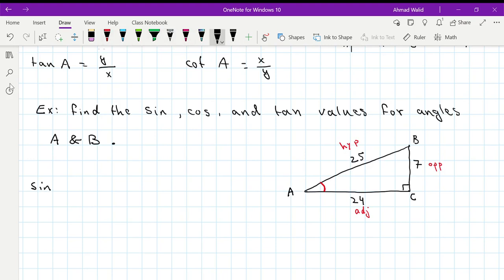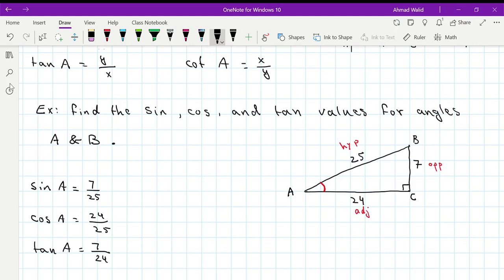Then I can write sine of angle A equals opposite over hypotenuse, which is 7 over 25. Cosine of A, adjacent over hypotenuse, which is 24 over 25. And tangent of angle A equals 7 over 24. I'm done with angle A.